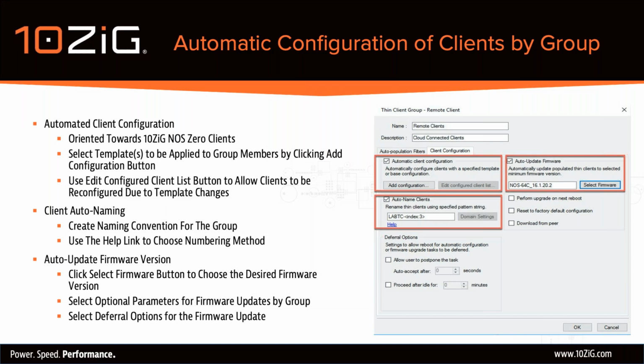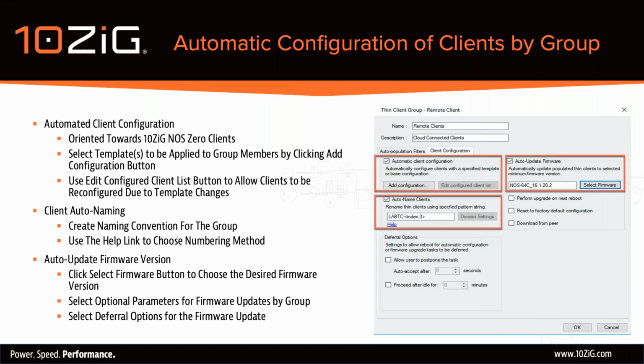Third, we can choose the firmware update version that we want to apply to all of the members of the group. We can click the Select Firmware button in order to pick any firmware version that we want to apply here. And each member of the group, as they become a member, will be compared against that firmware version and brought to that version if they're not already on it.